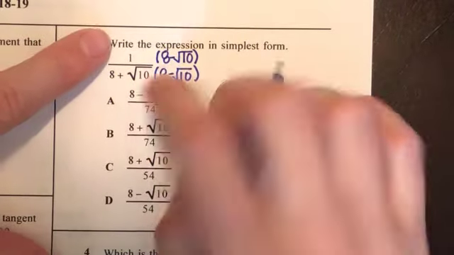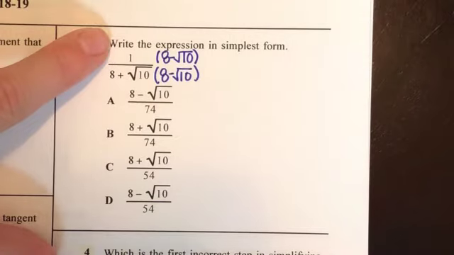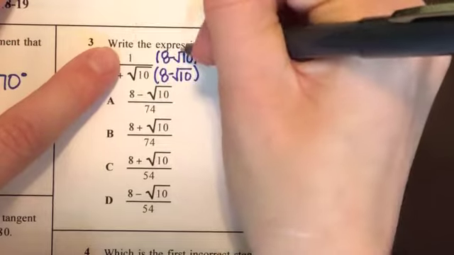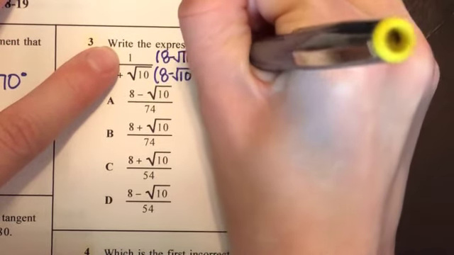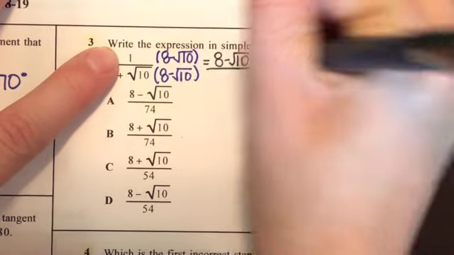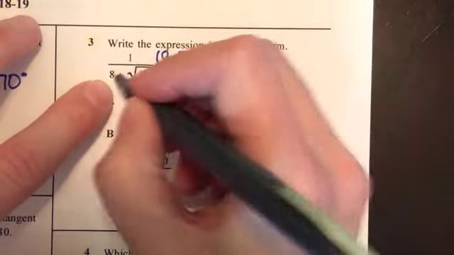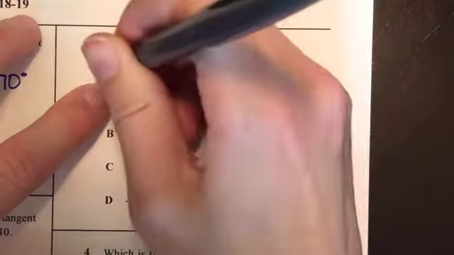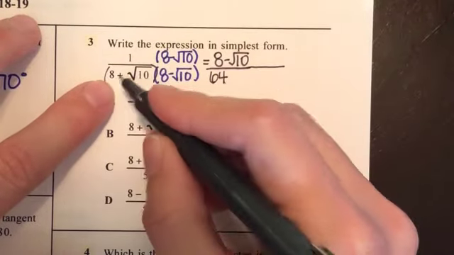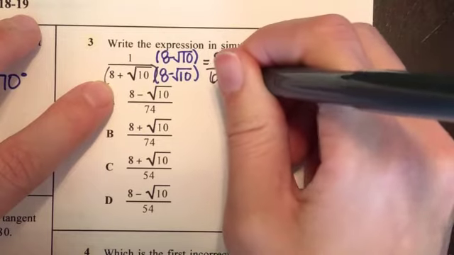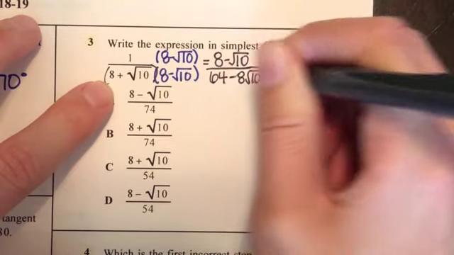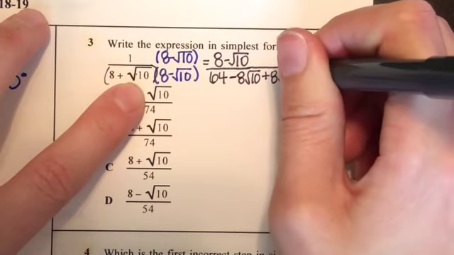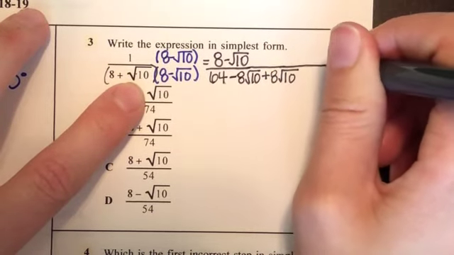bottom. So 1 times 8 will give us 8. And 1 times negative square root 10 is negative square root 10. For the bottom here, 8 times 8 is 64. Because I'm foiling or distributing here, it's 8 times negative square root 10, which is negative 8 square root 10. Then positive square root 10 times 8 is plus 8 square root 10.